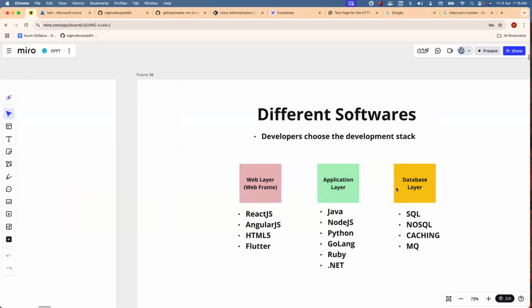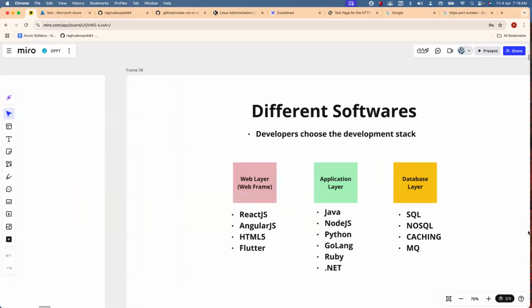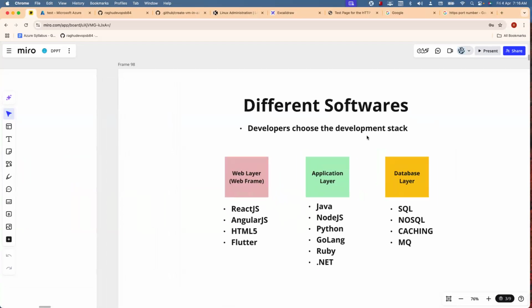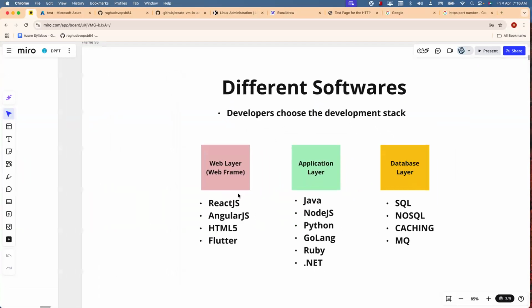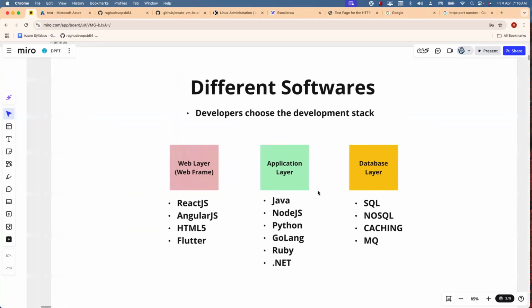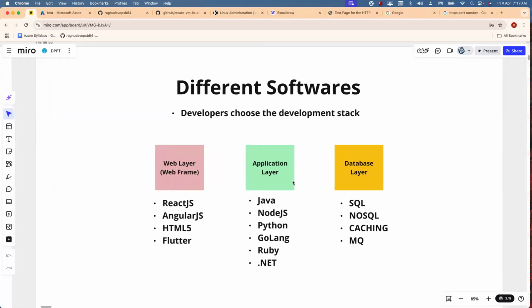To develop this, and this is just general knowledge, nothing precisely to our requirement, developers will choose different languages. The web layer will use React.js, AngularJS, HTML, Flutter, different languages. For the application layer, they'll use languages like Java, Node.js, Python, Golang. For the database layer, they have a lot of databases. SQL databases are there, NoSQL databases are there. Middleware servers, message queues, and some caching systems are there. So different systems are there.